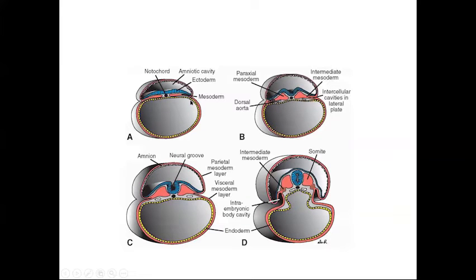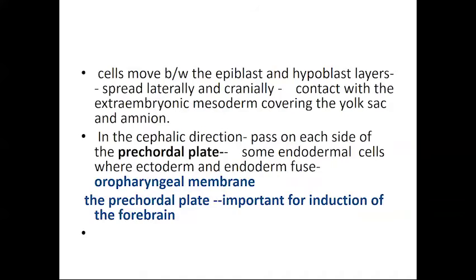This again shows you how the cells are forming. That means this becomes the ectoderm, yellow becomes the endoderm, this red becomes the mesoderm. This is what we're going to show you when we form the somites, intermediate mesoderm, and lateral plate mesoderm, the three parts of it. The cells move between the epiblast and hypoblast layers, spread laterally and cranially.